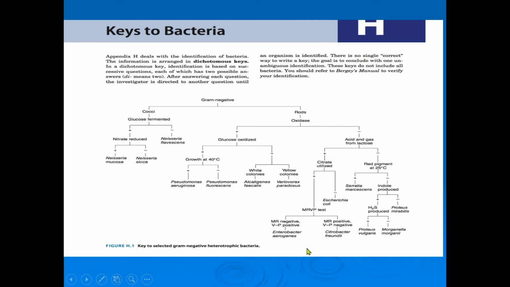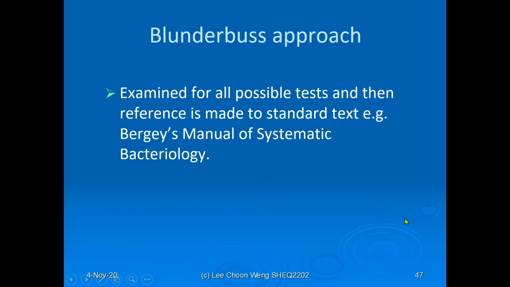If it's a lactose fermenter, then it could be your Escherichia coli, Enterobacter, or Citrobacter. If it's a non-lactose fermenter, it could be Serratia, Proteus, okay, and also Salmonella or Shigella. So that was the dichotomous key approach.